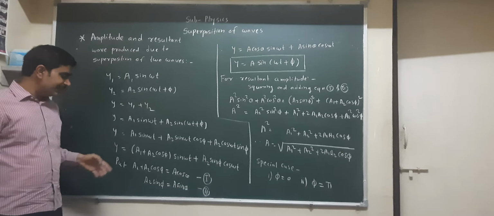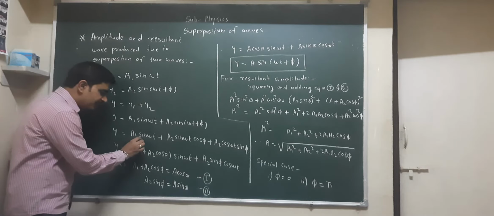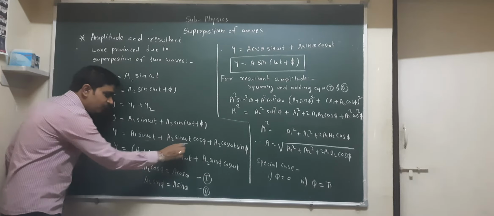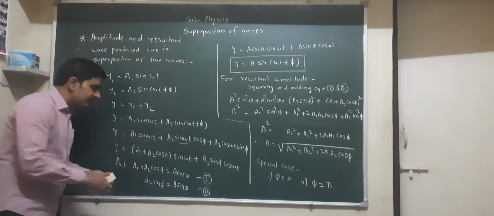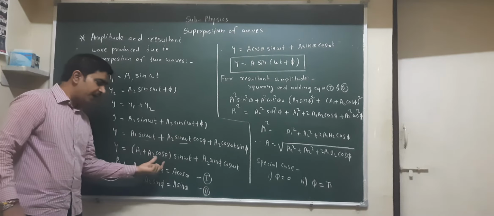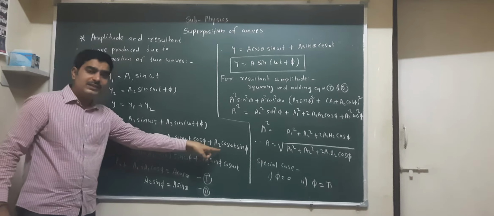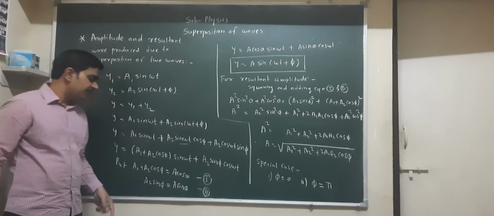Then friends, this step is very important. Here we have to take sin ωt as common. So we have taken sin ωt as common. So what is the remaining factor? (a1 + a2 cos φ) plus, keep this step as it is, a2 sin φ and cos ωt.